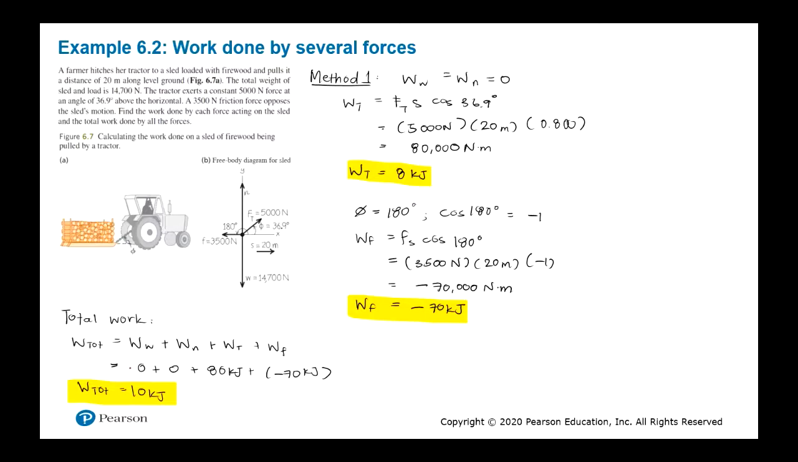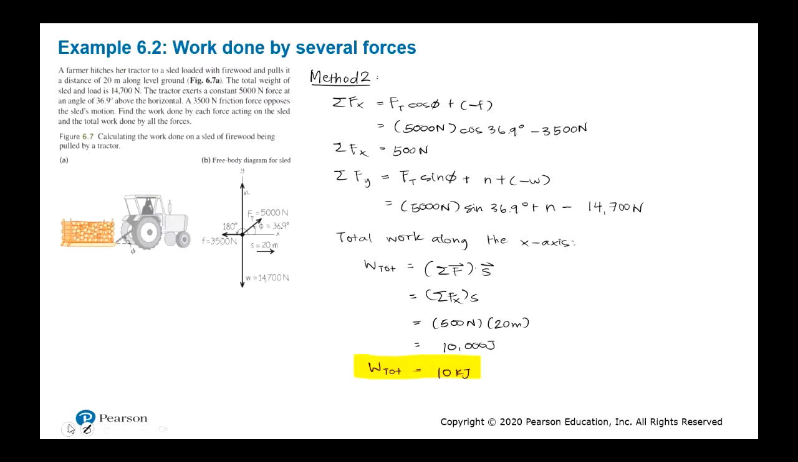So then we have 80 kilojoules from the work done by the tractor minus 70 kilojoules by the frictional force. So with that, the total work on the sled done by each force is equal to 10 kilojoules. Okay, so a second way to do it is to just get the sum of forces first and then get the total work along the x-axis.